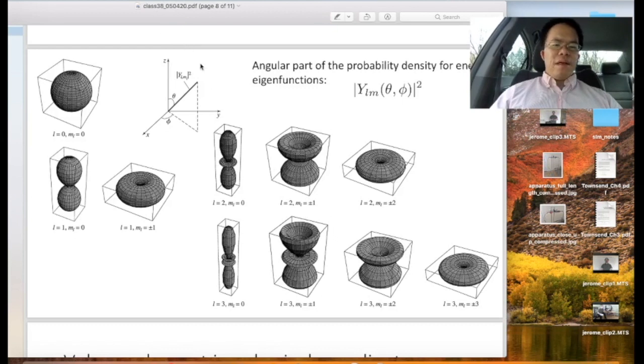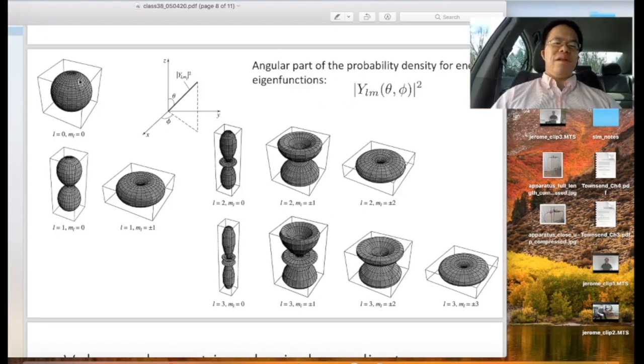So what we're showing you here is another way to visualize the angular part of the probability density for energy eigenfunctions. What we're plotting is the modulus squared of Y_lm(theta, phi). Now, what's a little bit tricky is that these plots use radial distance from the origin as a measure of how big |Y_lm|^2 is.